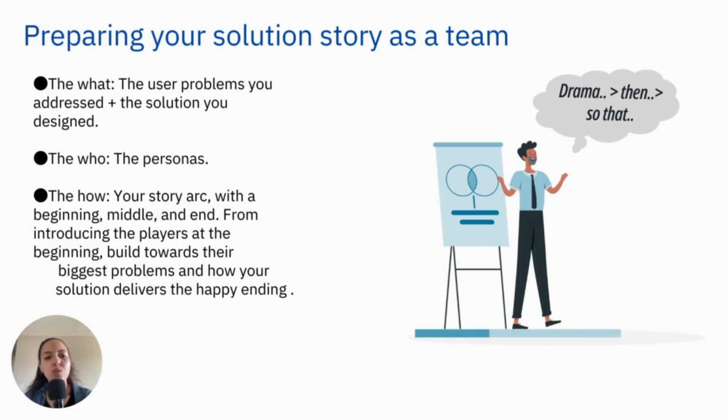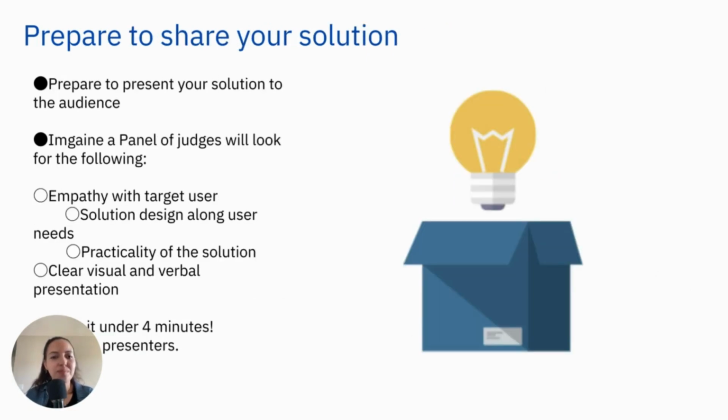And then you walk us through exactly your story with a beginning, a middle, and an end, from introducing the players at the beginning, building towards their biggest problems, and how your solution delivers that happy ending. How is it actually solving the problem? So be creative. There is really no right or wrong answer. I mean, there's an art and science. A lot of user researchers get to do storytelling. So just keep that in mind, please.